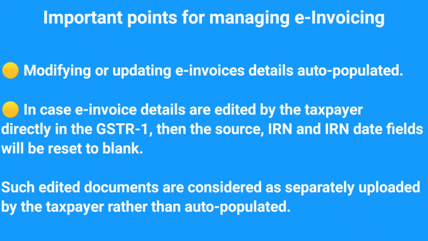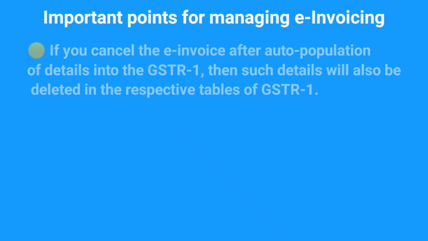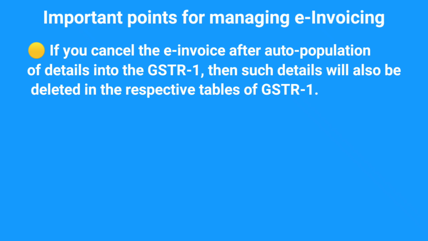You can modify or update details of auto-populated invoices in GSTR1 if those details are not as per the actual invoice issued. In case the invoice details are edited by the taxpayer directly in GSTR1, then the source, IRN and IRN date fields will be reset to blank. Such edited documents are considered as separately uploaded by the taxpayer rather than auto-populated. In case you cancel the invoice after auto-population of details into GSTR1, then such details will also be deleted in the respective tables of GSTR1.